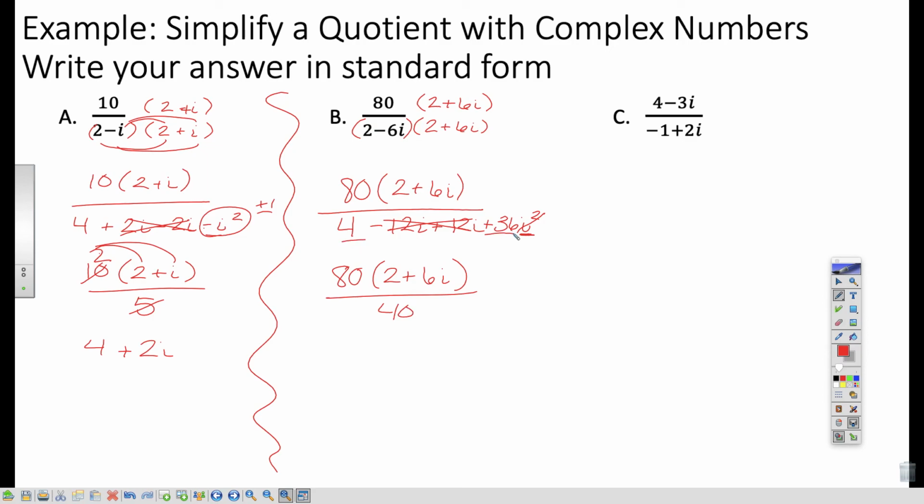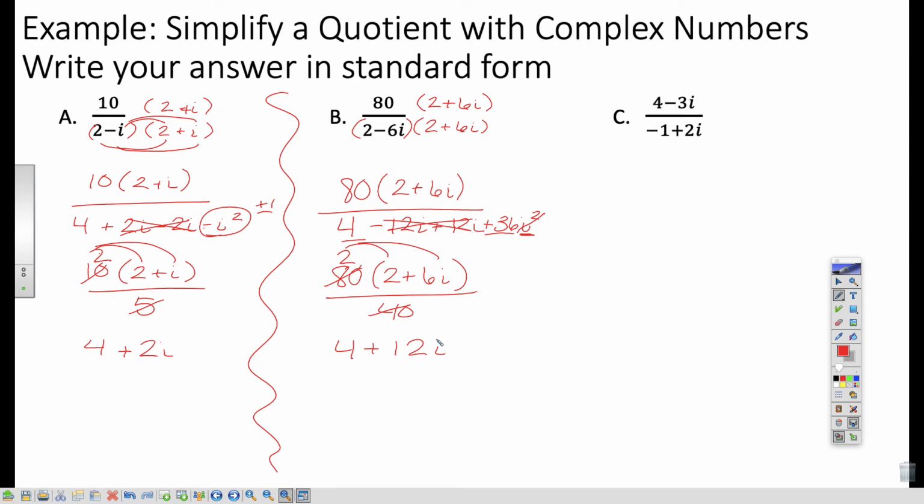Can I reduce? Yes, by 2. How about by 40? It reduces, 80 over 40 goes to 2. So I have a 2, so what do I need to do with that 2? Distribute it. So I have 4 plus 12i is my answer. Now, guys, they are not all going to reduce out.